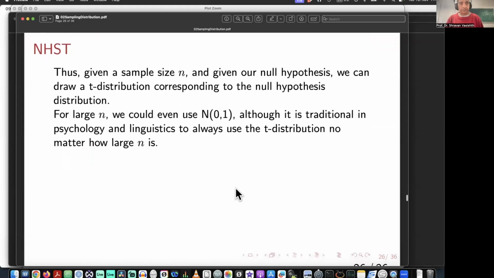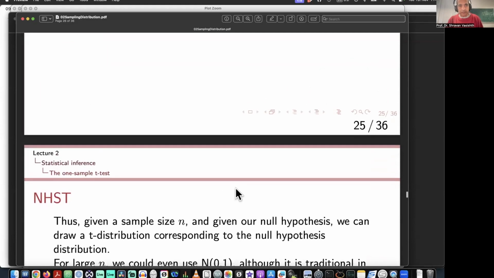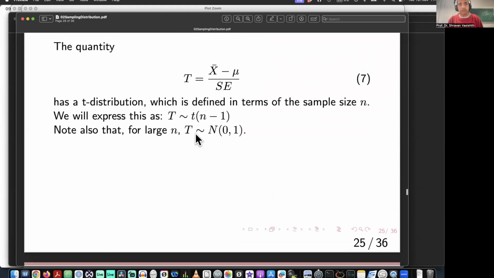But in the coming lectures, I will always be using the t distribution regardless of what the sample size is.